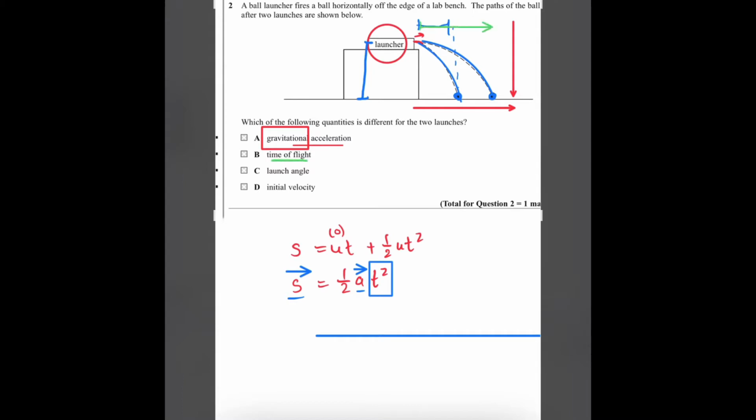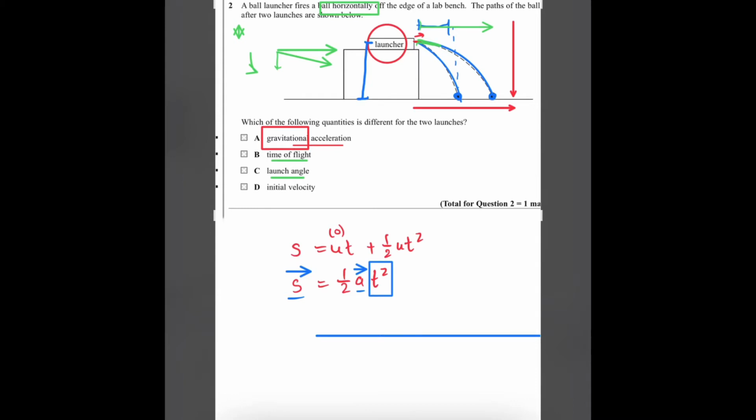B is also not correct. C is not correct because the launch angle is the same, as we can see here. Initially it has just the horizontal velocity, since the question says that the ball is launched horizontally. Since it is horizontal, there is no vertical component, so the angle is just in the horizontal direction. If there was any vertical component, then the resultant velocity would look something like this, not entirely horizontal. So C is also not correct.